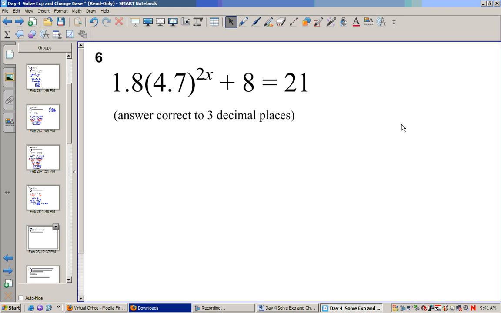Now, this gets a little bit more complicated. Take a second and see if you can do this on your own. Pause the video and see how far you can get.